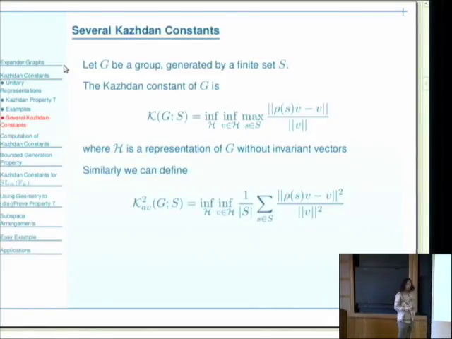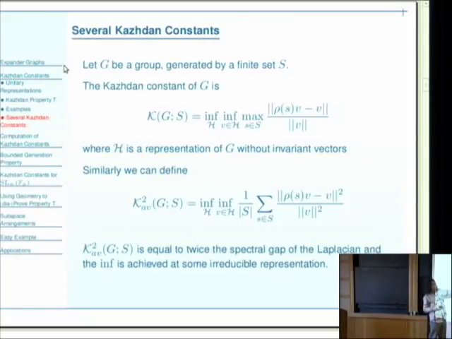Another thing you can do is, instead of taking a maximum, you take the average over the generating set and square it in order to make it behave nicely. Now this thing is exactly the spectral gap of the Laplacian, up to some factor which is probably 2, because I messed it up a little bit. Also in this definition, you can take only irreducible representations. You know that the infimum is achieved at an irreducible representation.